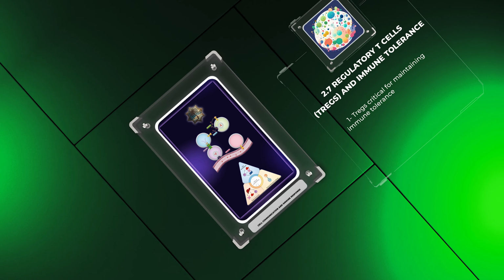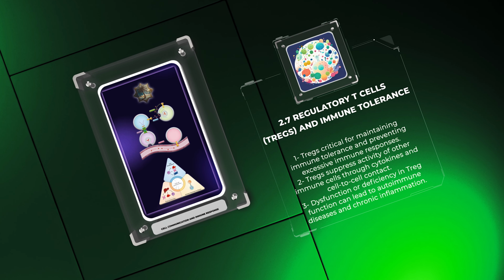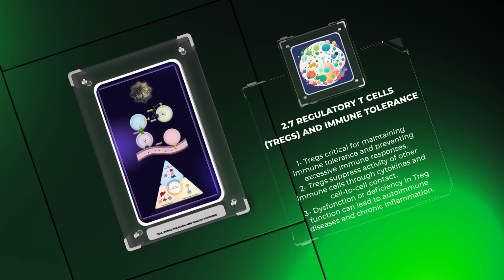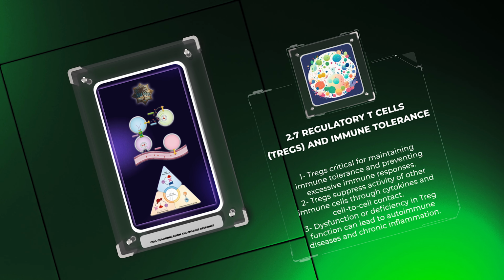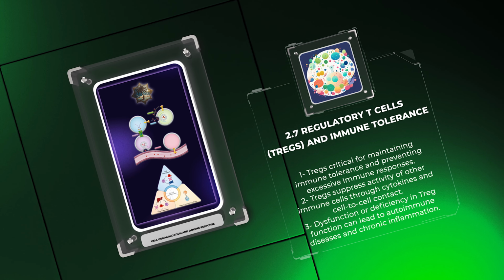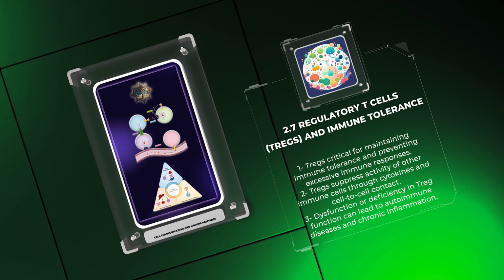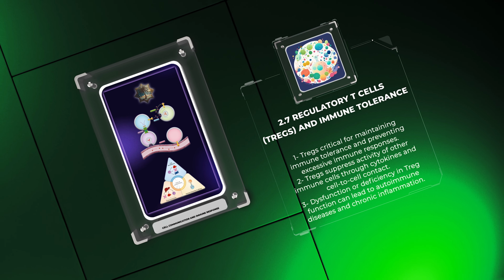Regulatory T cells, TREGs, are critical for maintaining immune tolerance and preventing excessive immune responses. TREGs suppress the activity of other immune cells, such as effector T cells, through various mechanisms, including the secretion of immunosuppressive cytokines and direct cell-to-cell contact. Dysfunction or deficiency in TREG function can lead to autoimmune diseases and chronic inflammation.